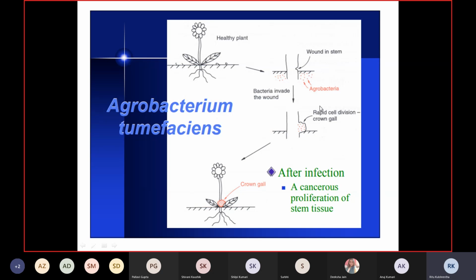Once that plasmid is inside the plant cells, it somehow promotes the division of the plant cells, and as a result it leads to the presence of a crown gall. The cells divide so fast in this region that it leads to almost a tumor type of thing here, and this is called a crown gall. That's why this disease was called crown gall disease. That is, agrobacterium can induce crown gall disease in certain plants.